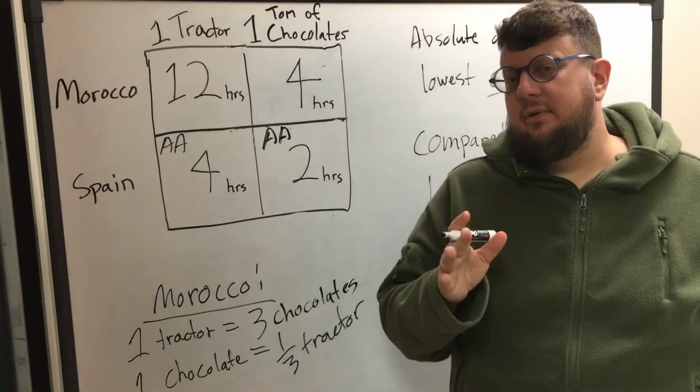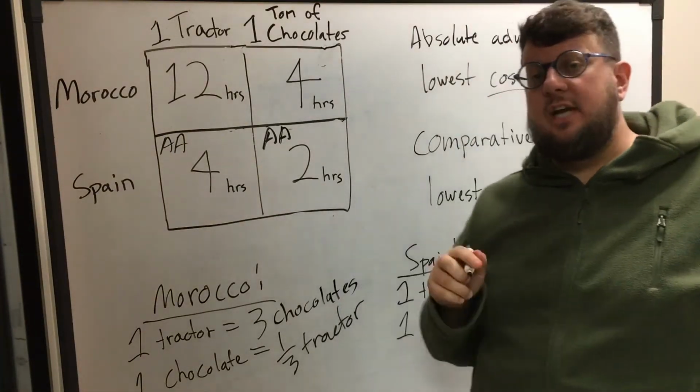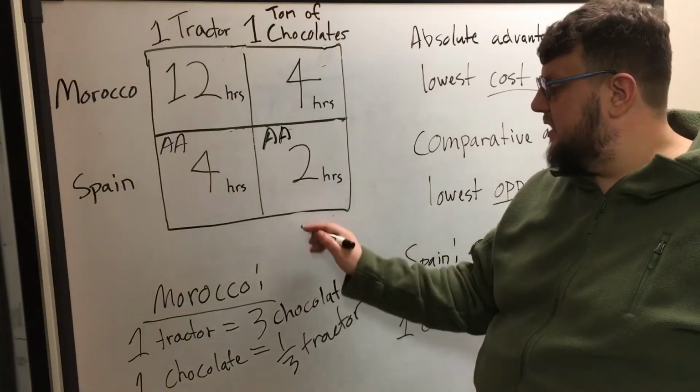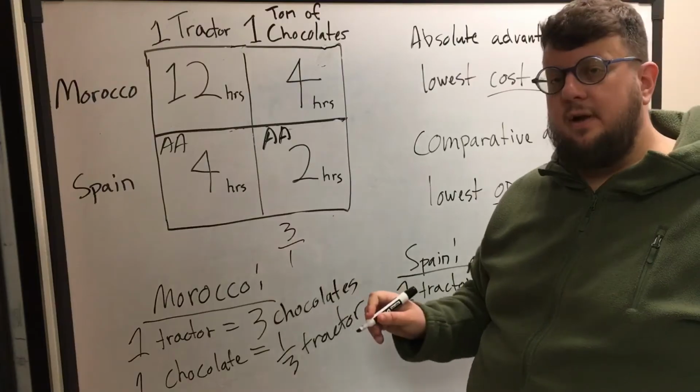I kind of just alluded to it, but let's go ahead and I'll show you a trick that you can use in order to check your answer. So let's take 3 and express it as a fraction. And 3 as a fraction, you're going to put it over 1, so 3 over 1.